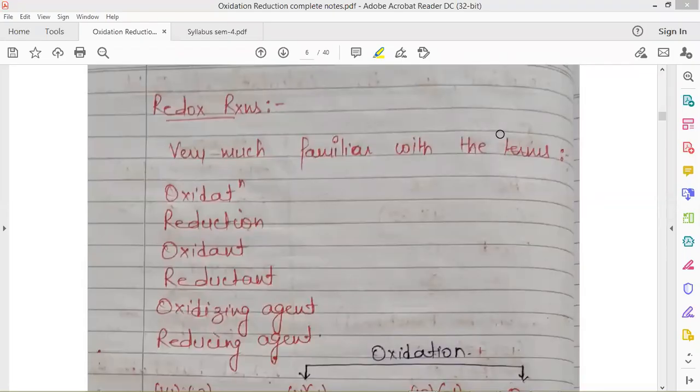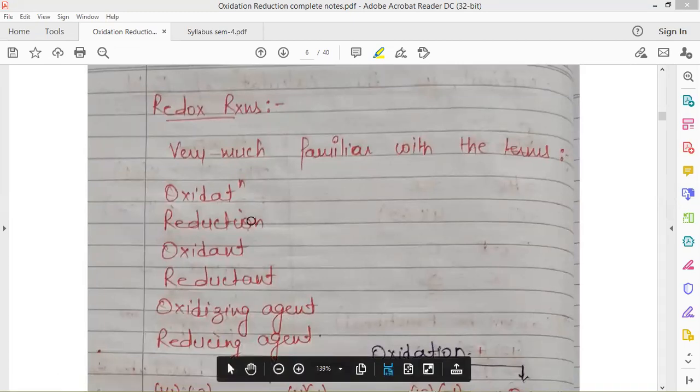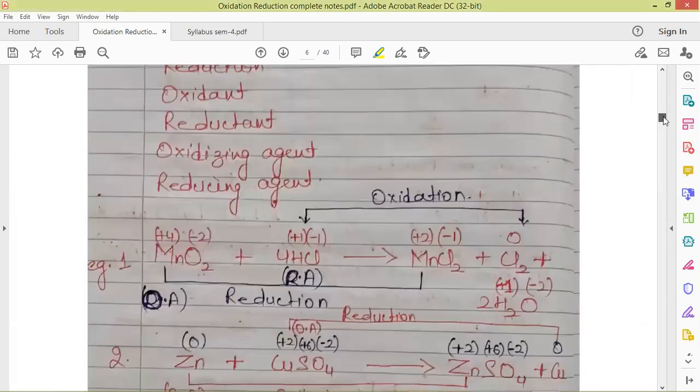So in continuation with the last lecture, we are now familiar with redox reactions. What are redox reactions? Where oxidation and reduction are taking place. Also we are familiar with the terms oxidation, reduction, what is oxidizing agent, what is oxidant. Oxidizing agent and the oxidant are the same entities. Reductant and the reducing agent are the same entities. Oxidation is loss of electron and reduction is gain of electron, and the one which is undergoing oxidation will act as reducing agent, and the one which is undergoing reduction will act as an oxidizing agent. So this is what we have done so far.